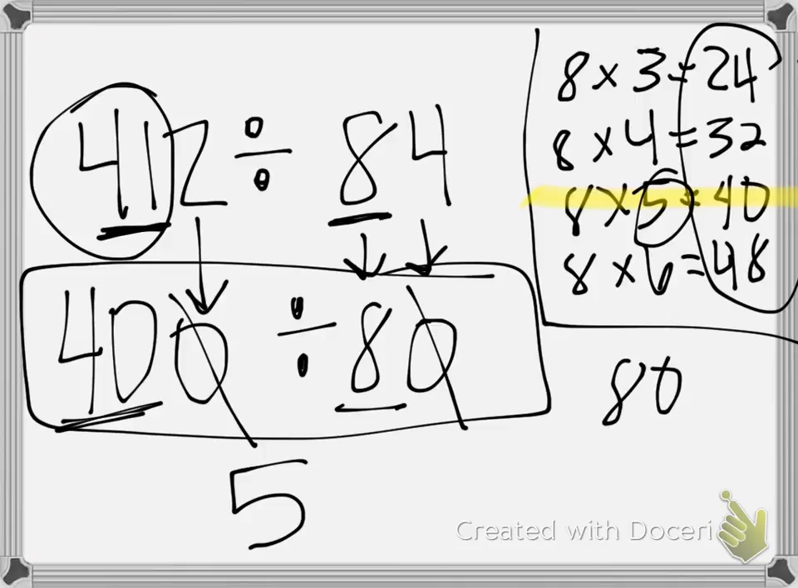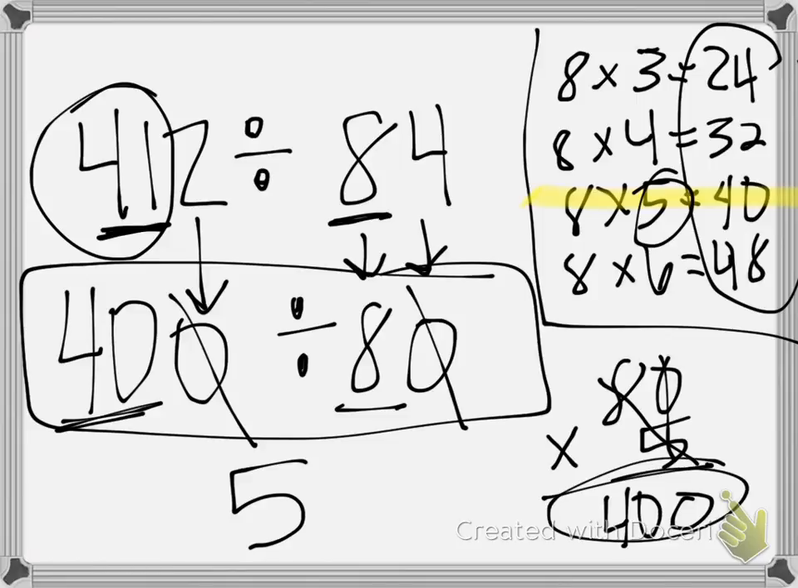Well, let's do 80 times... We have to multiply since it's the opposite of division and see if we get 400. So 5 times 0, 0. 5 times 8, 40. Yes, it's correct. It matches. So that's how you know if you are correct.